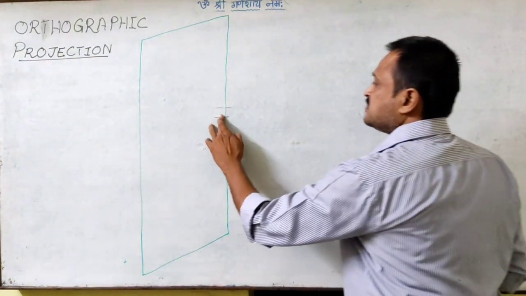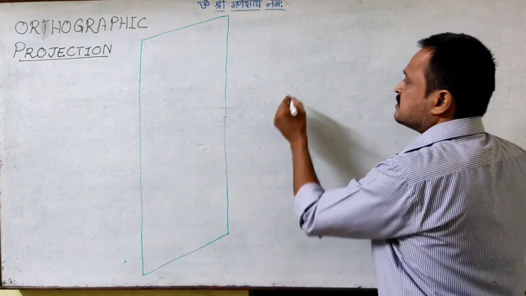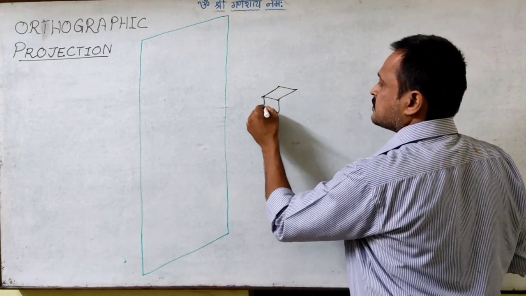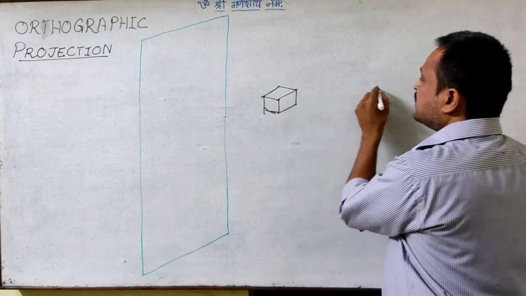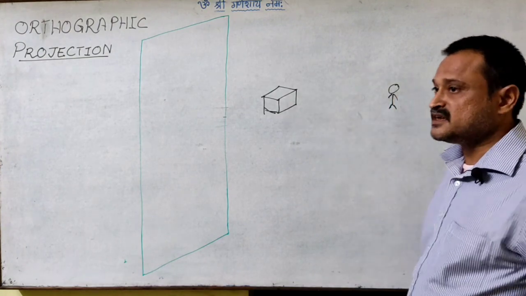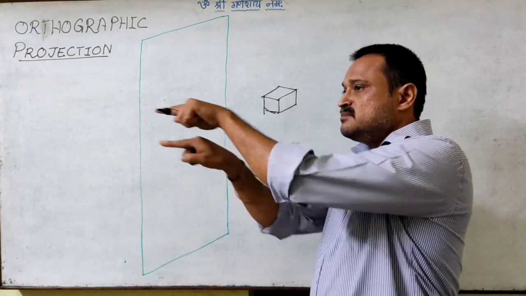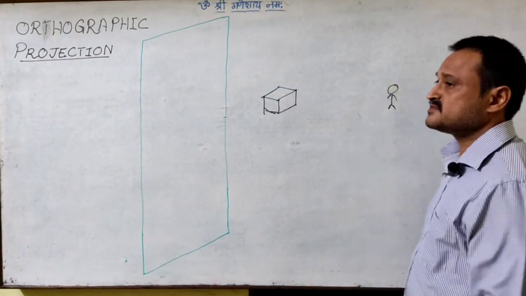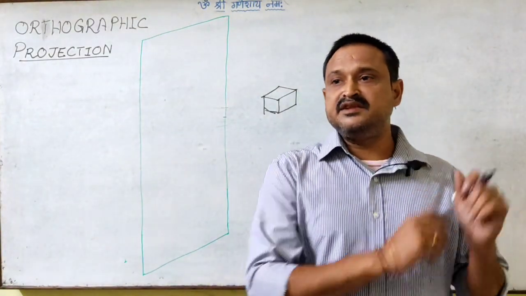To get the image of an object, so this is the object, and the observer is standing at infinity, then only the sight rays will become parallel to each other. So the consideration is that as if the observer is at infinity.